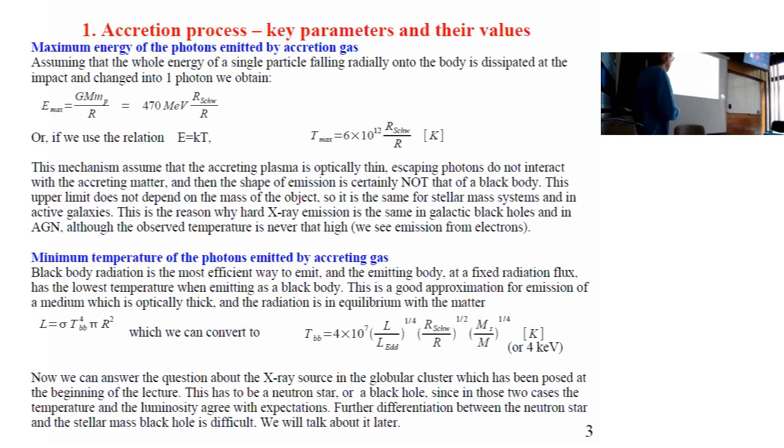So now if you think about this problem of this unknown X-ray source in a globular cluster, which I defined before, then you can check for yourself that this 10 to 37 luminosity would be too high for a white dwarf. So it should be likely a neutron star or a black hole. Also not a supermassive black hole, because then the temperature will be too low. So you see, simple estimates are really useful for selection of objects.